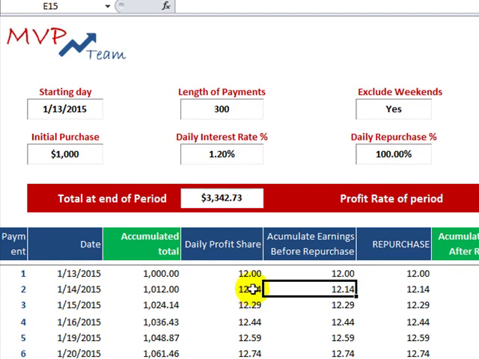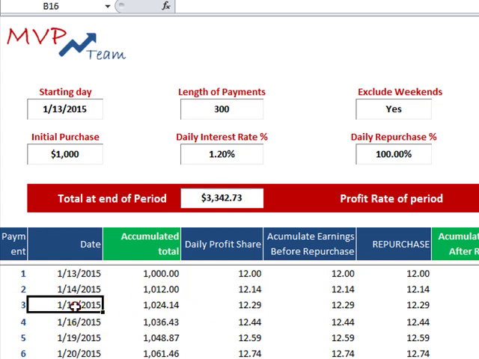And this $12.14, remember that basically $12 has gone back into purchase. This $12 will have a 90-day payment cycle just like this $1,000. Okay, and I'll point that out here once we scroll down to the 91st payment and 92nd payment.